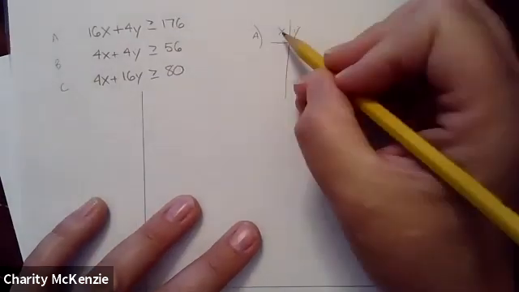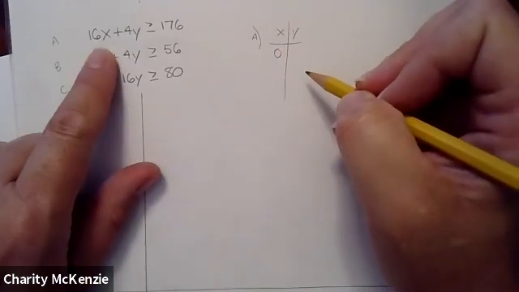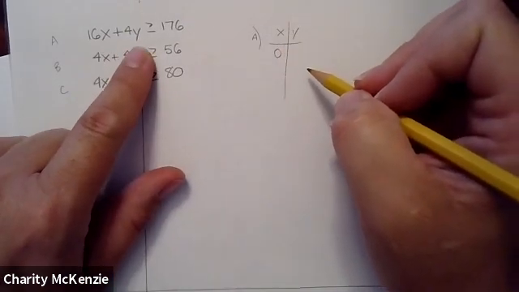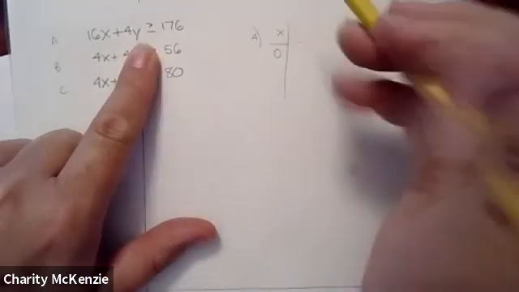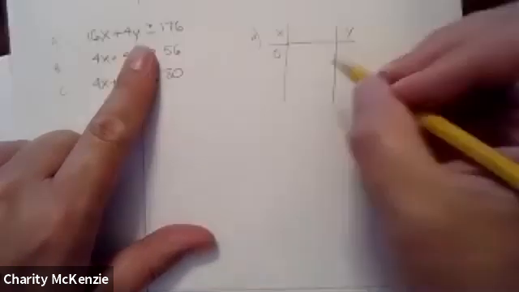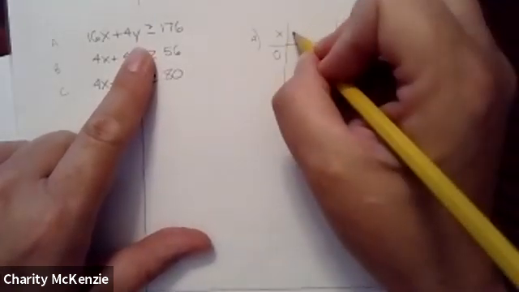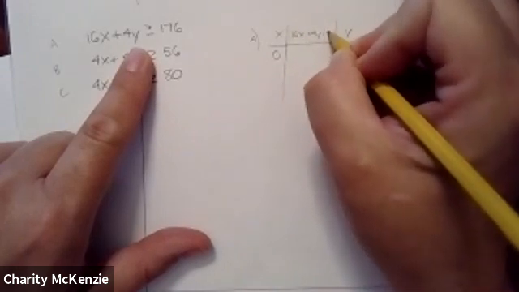So what I can do here is put in a 0 for x, and then solve for y. So what I would be left with is 4y. I'm actually going to show you a little bit different here. Do a little bit different chart. So what I'm going to do is put, and this one is for 16x plus 4y equals 176.